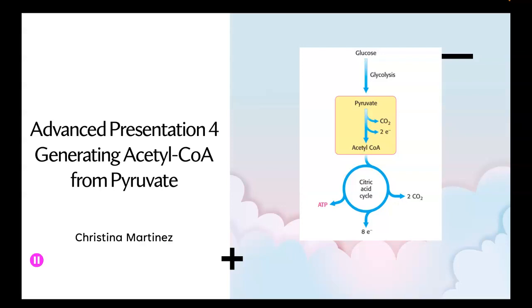Now, both pyruvic acid molecules made by glycolysis are oxidized and carbon is released as carbon dioxide to make acetyl CoA. This is an intermediate step during cellular respiration. This takes place in the mitochondrial matrix of eukaryotic organisms, and for additional information, this occurs in the cytoplasm of prokaryotes.